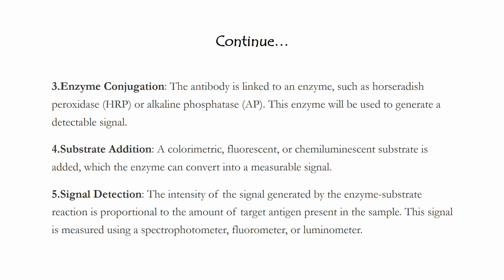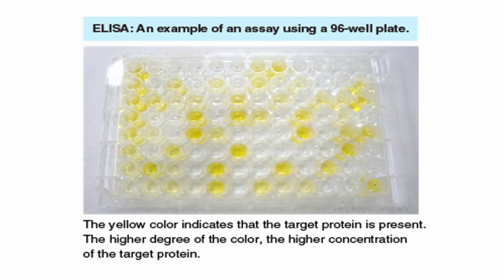Then the signal detection. This will be done by a fluorescence spectrometer or luminescence meter to detect the intensity of the signal generated from those enzyme-substrate reactions. This will be proportional to the amount of the target antigen present in the sample. Here is the diagram explaining more.